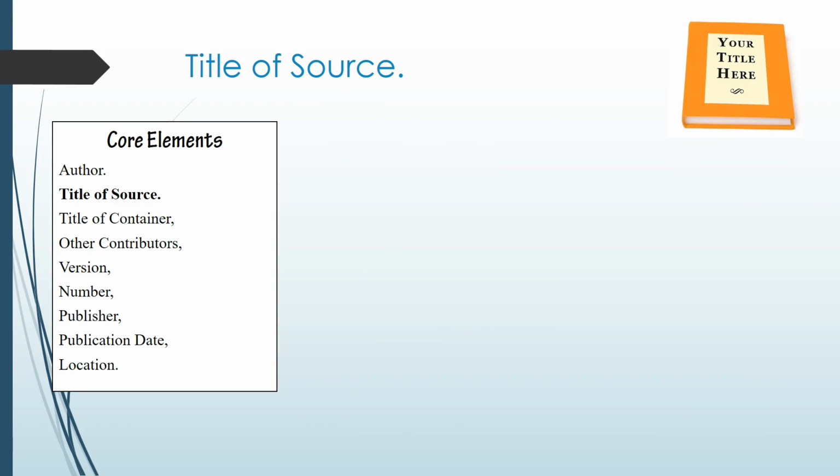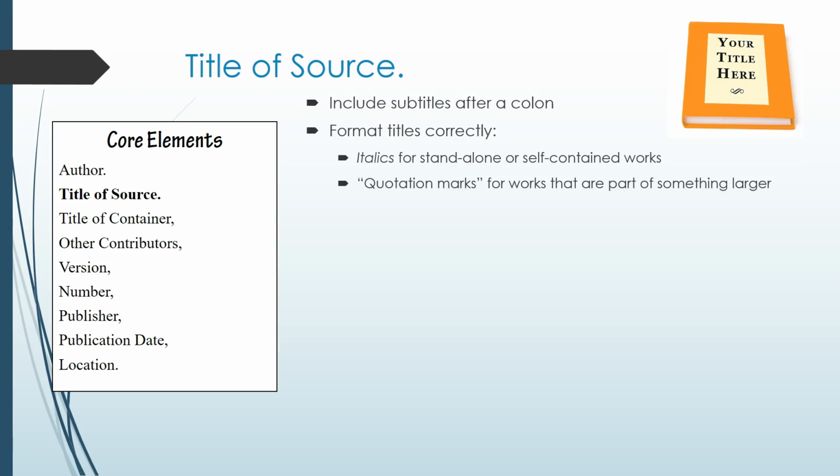The next part of the works cited entry after the author will be the title of the particular work you're using. Some things to keep in mind are to include any subtitles after a colon and to format titles correctly. All titles you mention in the paper and/or on your works cited page should either be in quotes or italics. You should italicize titles of independent or self-contained works, such as books, newspapers, magazines, and full websites, and you should put quotation marks around the titles of works that are part of something larger, like articles, chapters, television episodes, and individual web pages.